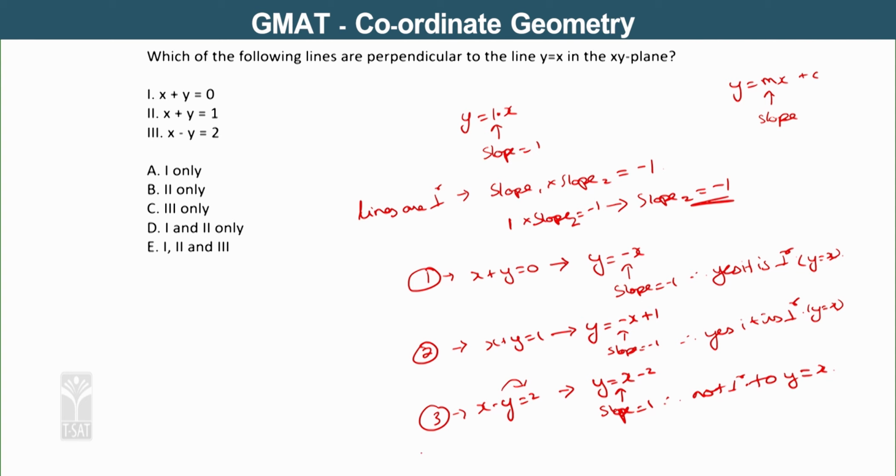Therefore, the answer is only lines given by statement 1 and statement 2 are perpendicular, the options are only 1 and 2. So, the answer is option D, where 1 and 2 only are the lines that are perpendicular to the line y is equals to x.